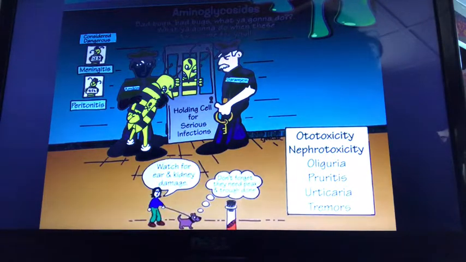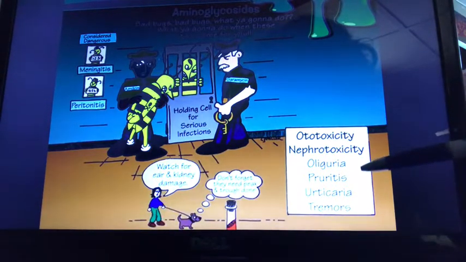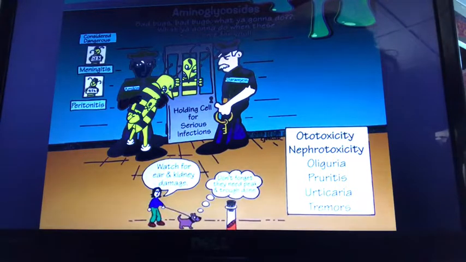But it also causes these really serious adverse effects over here. Ototoxicity, nephrotoxicity. The oliguria is related to nephrotoxicity. Of course, it can cause pruritus, which is itching, urticaria, which is hives, and tremors. So we've got to watch for ear and kidney damage. This is one of the medications in which you're going to get a peak and trough so that you can monitor for these toxic levels.